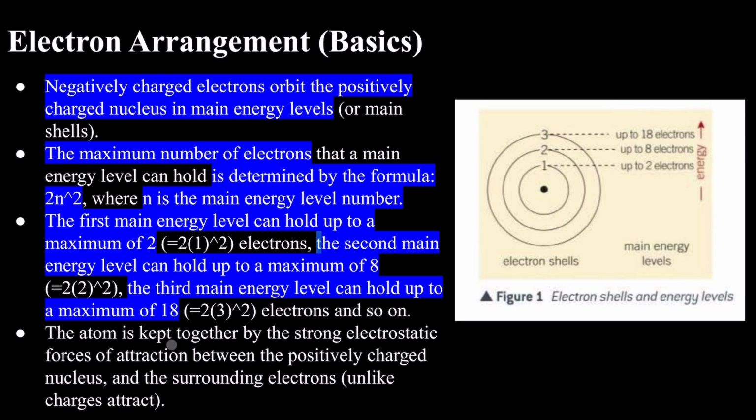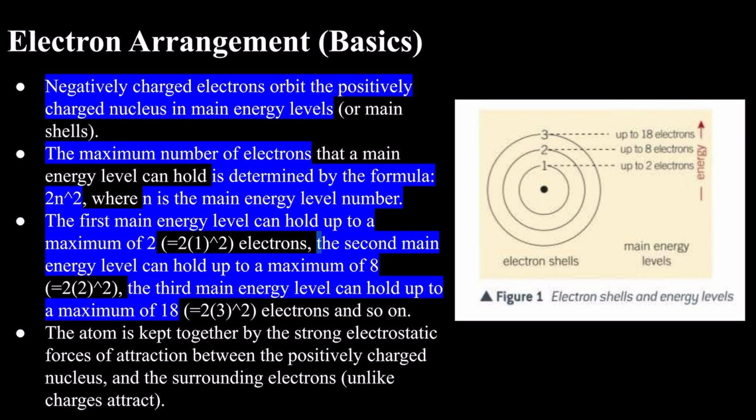The last point is that the atom is kept together by the strong electrostatic forces of attraction between the positively charged nucleus and the surrounding electrons. And this is because unlike charges attract. So the electrons around the nucleus are negatively charged, and then, as we said in a previous video, the nucleus consists of positively charged protons and uncharged neutrons.